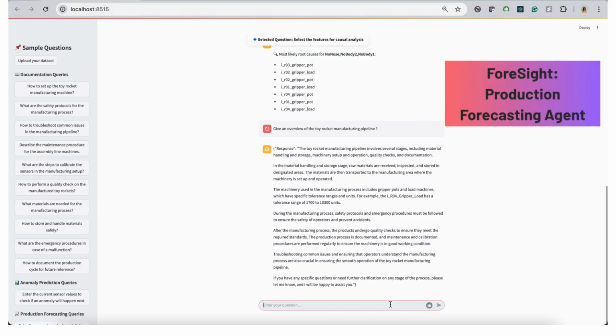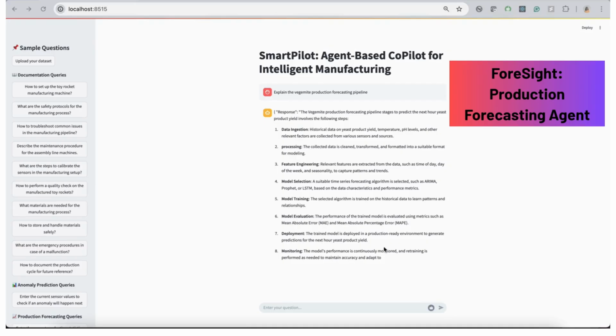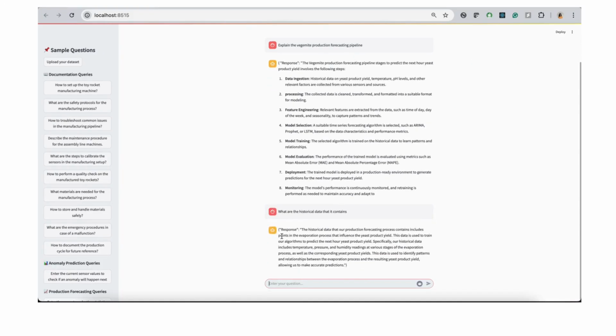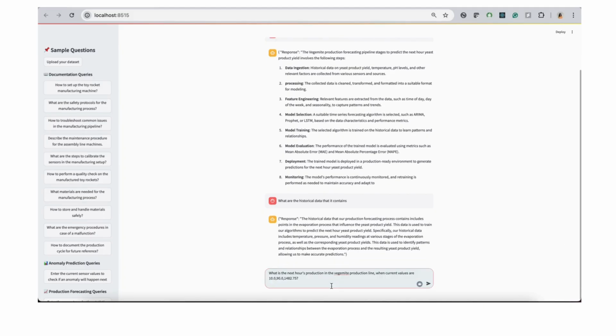Next up is Foresight. You're a shift manager at a Vegemite factory trying to optimize worker schedules. You enter the current production values 10.0, 90.0, and 1482.75, and Foresight predicts the next hour's yield.